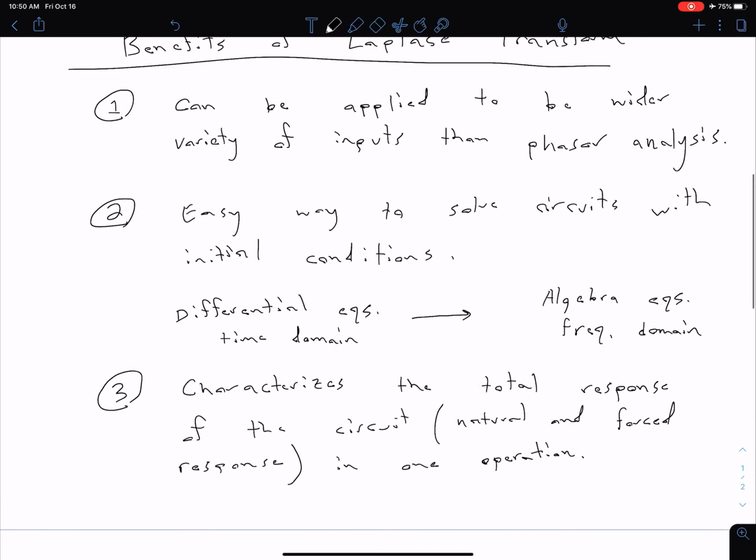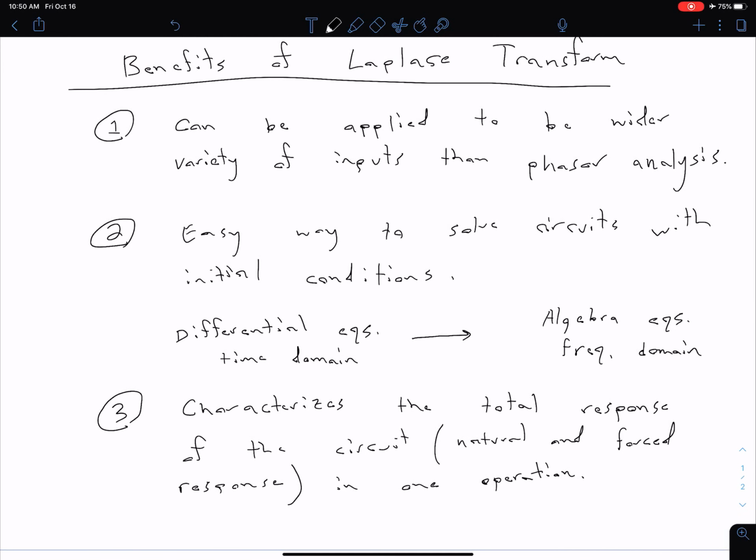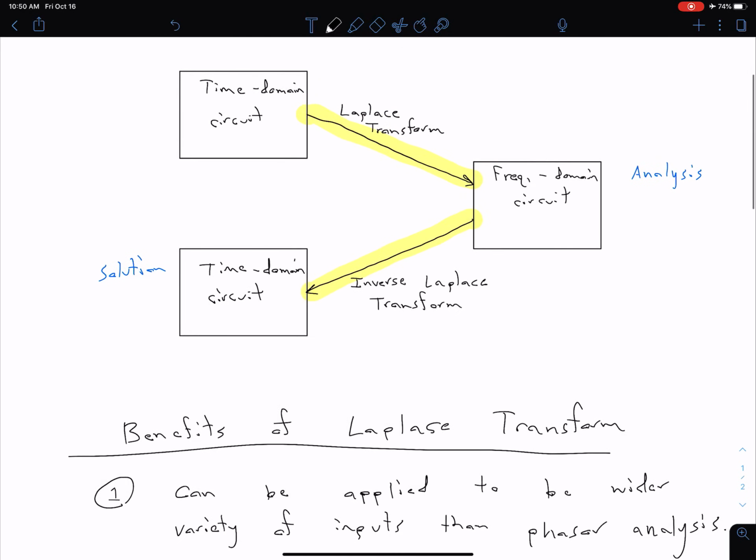We're going to see these advantages more clearly once we start looking at our circuit analysis. But again, in this unit, what we're going to focus on is primarily how we do these transformations. How do we go between our time and frequency domain?